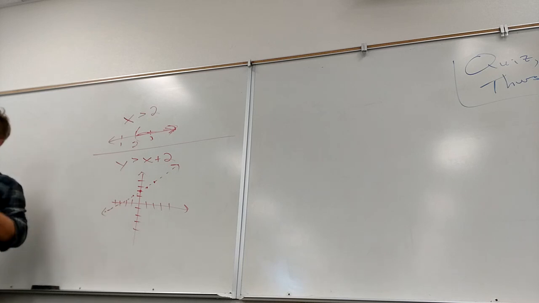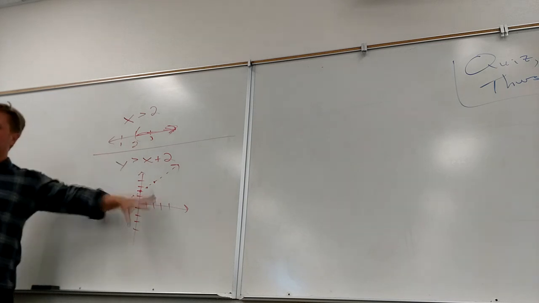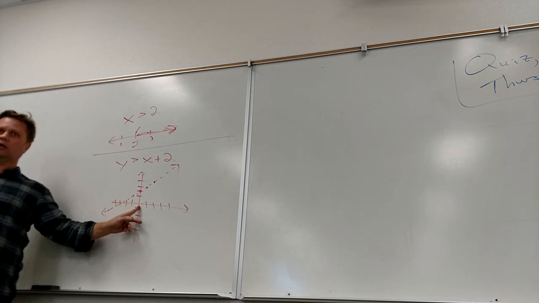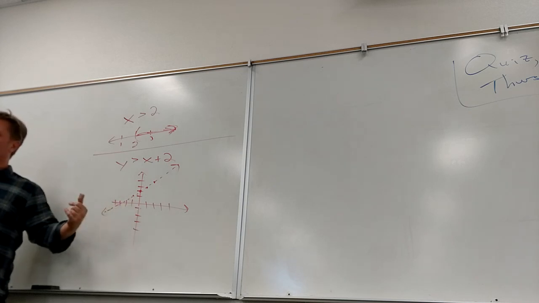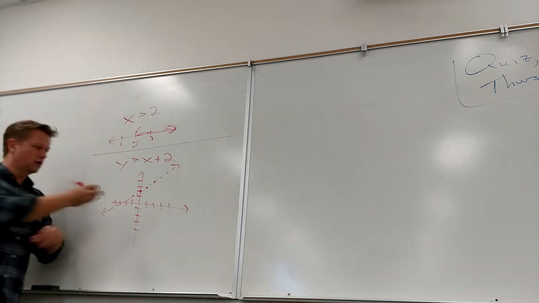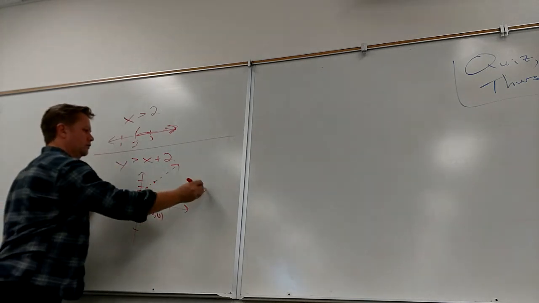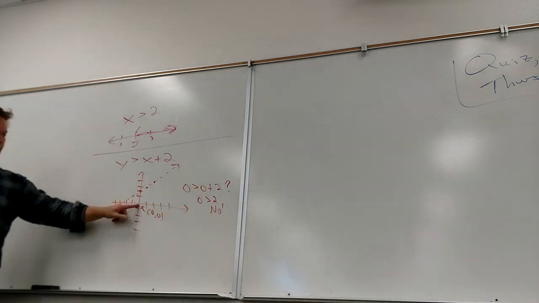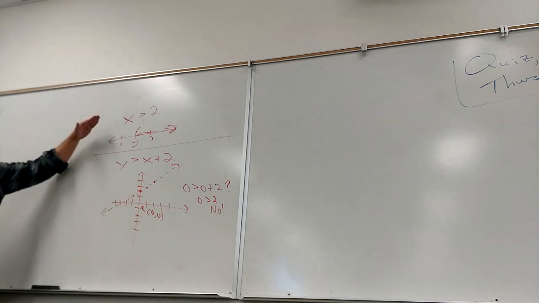Now, which way am I going to shade? Well, pick a point. If there is one point that works, that entire side works. Because this is the dividing line between good and evil, or answers and not answers. So, for example, the easiest point to use is 0, 0, if you're allowed to use it. When would you not be allowed to use it? If the line went through it. That would suck. We have to use a point on one side or the other. So if I use the point 0, 0, does it work in this? Is 0 bigger than 0 plus 2? Is 0 bigger than 2? No. Since that point didn't work, no points down here work, so I shade this way.